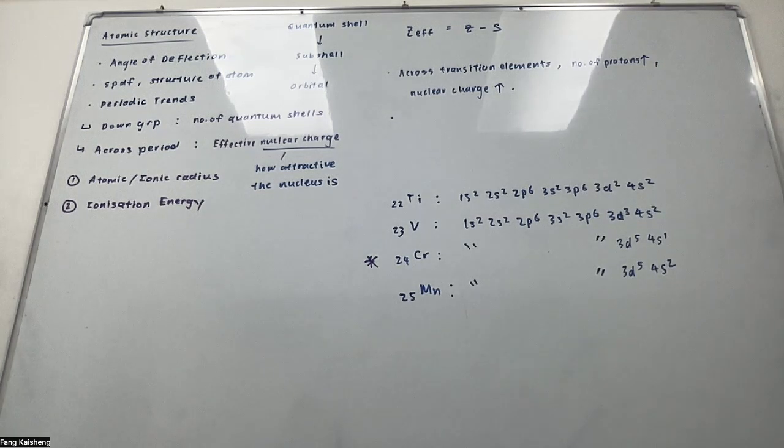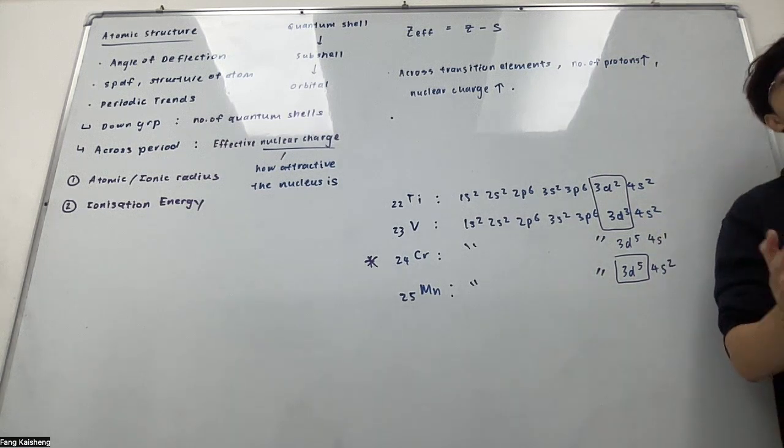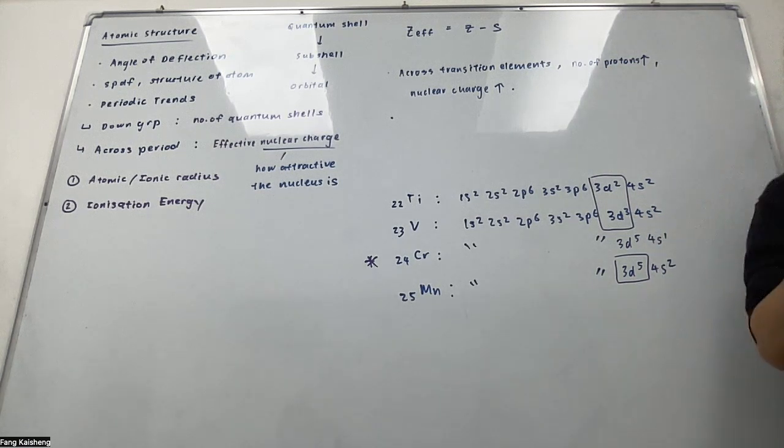Nope. Guys, shielding effect depends on the number of inner shell electrons. Can someone tell me what's the inner shell in this case? Of course not 4s. 4s is the outer shell, 3D is the inner shell. Ignore the anomaly. Looking at 3D, what happens to the number of electrons? It increases. Guys, as you have more and more inner shell electrons, what happens to your shielding effect?